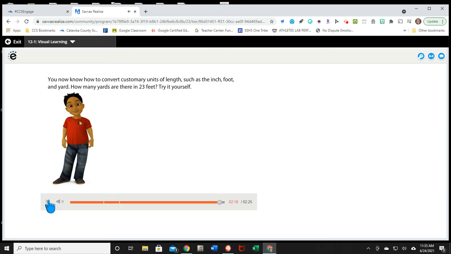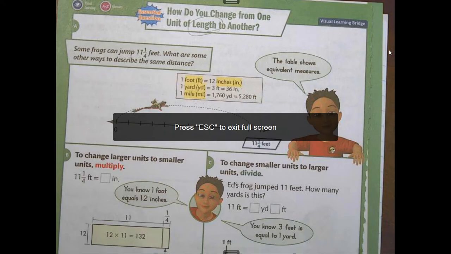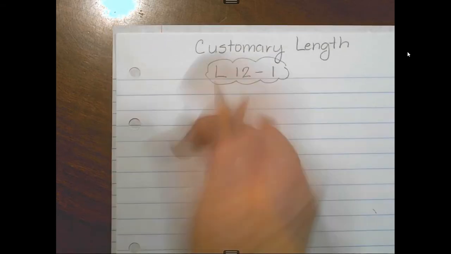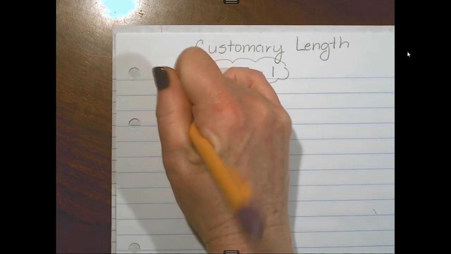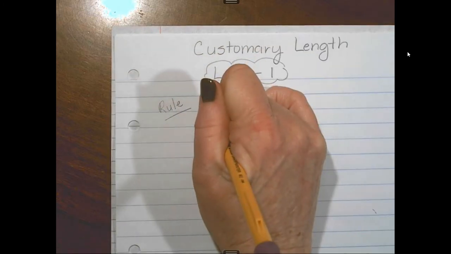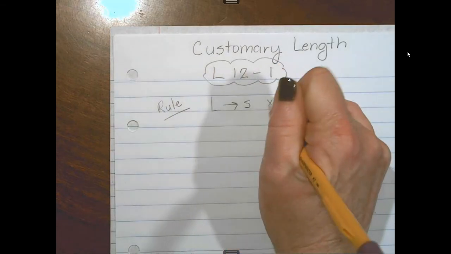All right, we're going to stop right there and we're going to work on some problems in the book. So if you don't have your book, just write on notebook paper. And even if you have your book, we're going to be writing the same thing down. So we learned that there's a rule when we're converting. And the rule is if we are moving from larger units to smaller units, we're going to be multiplying, okay?